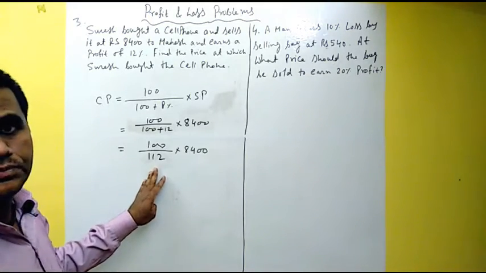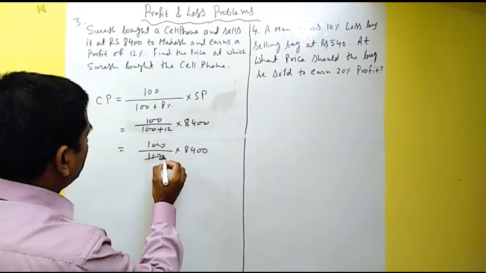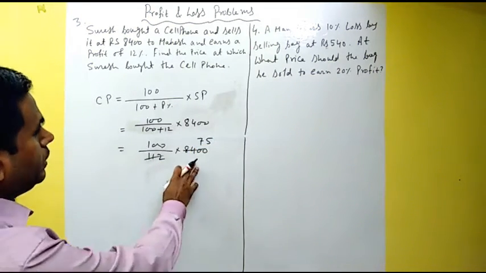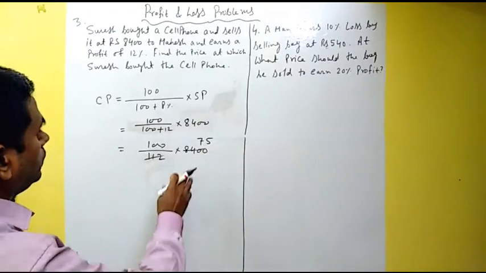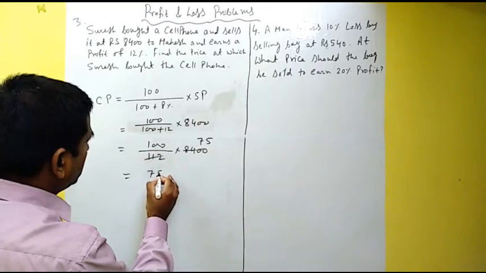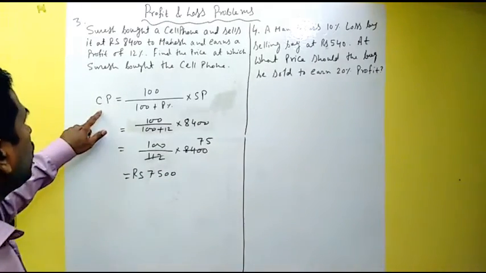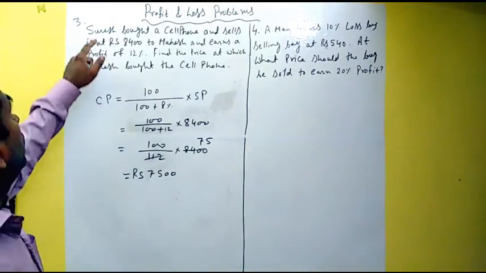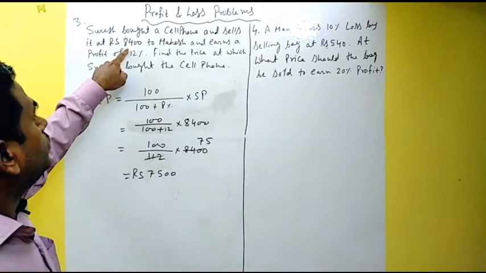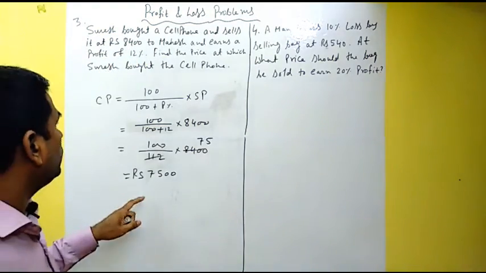So we will be doing the simplification now. 112 will be divided, if you multiply 75, this will cancel this, and then 75 multiplied with 100 will give 7,500. So 7,500 is the cost price. So Suresh has bought the cell phone at 7,500 and he sold it at 8,400 to Mahesh. So he got a profit of 12%.